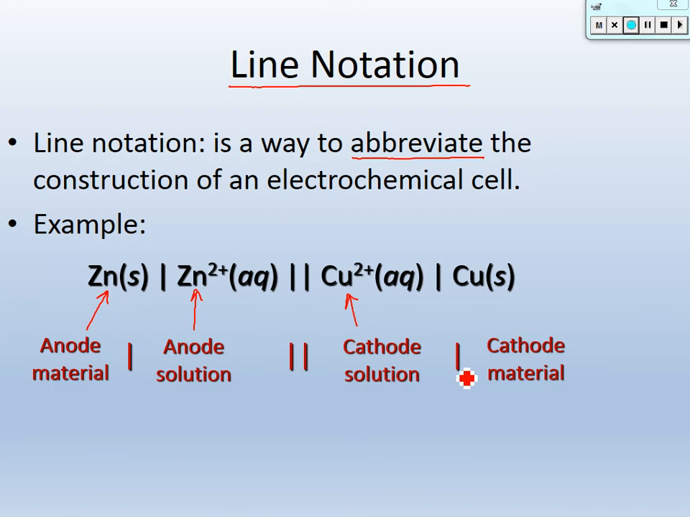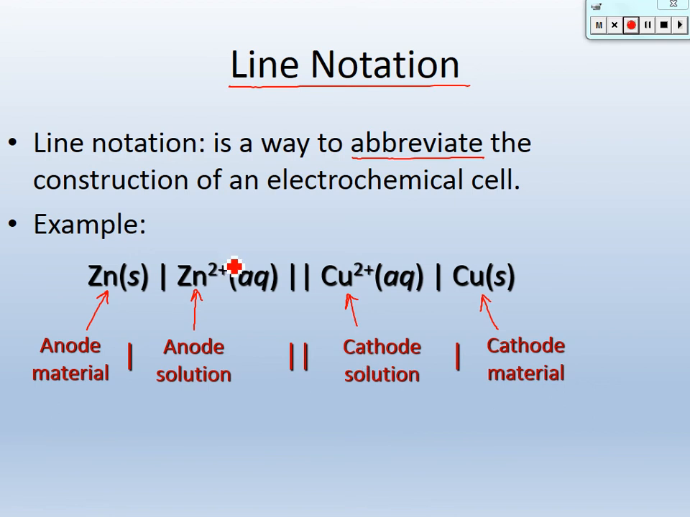A line separates the cathode solution from the cathode material. So when I was learning this for the first time, I tried to make a way to remember it. And so it just goes in alphabetical order. You list the anode first. The 2 lines, then you're going to put the cathode. So A comes before C. That's kind of how I remembered it.